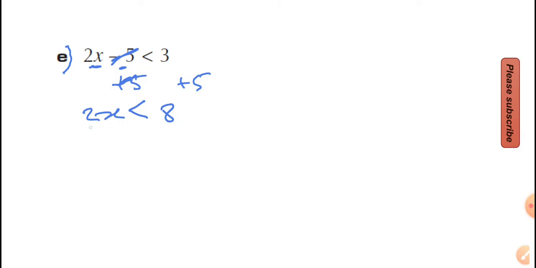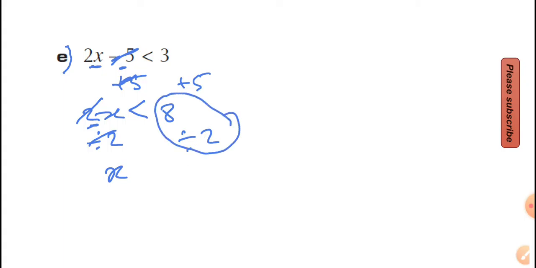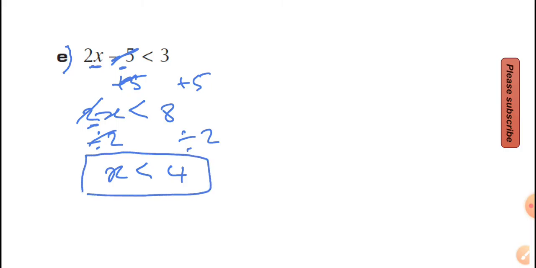Now to get x on its own, I have to get rid of this times 2. So I have to divide by 2 here and divide by 2 here. On the left hand side, the times 2 and the divide 2 cancel out, leaving just x. On the right hand side, 8 divided by 2 is 4. Let's copy the sign. So x has to be less than 4. So this is the answer. And if they asked us what is the largest integer that x could be, the answer would be 3, because x cannot be 4.